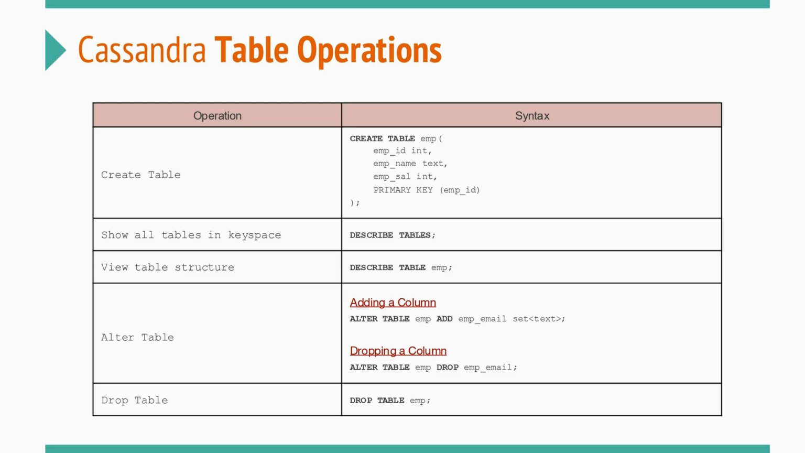Once we have a keyspace, we can create tables inside it. The create table syntax looks very familiar, just like SQL. We define our columns and their data types, and most importantly, we define the primary key. We can use describe tables to see all tables in the current keyspace, and describe table EMP to see the structure of a specific table. We can also alter table to add or drop columns, and of course, drop table to delete a table.